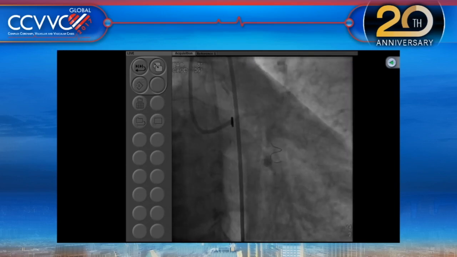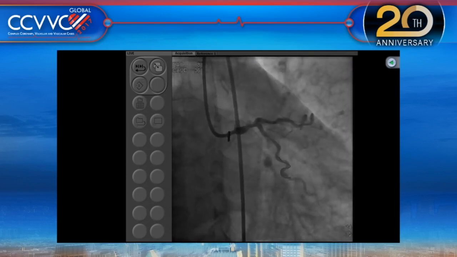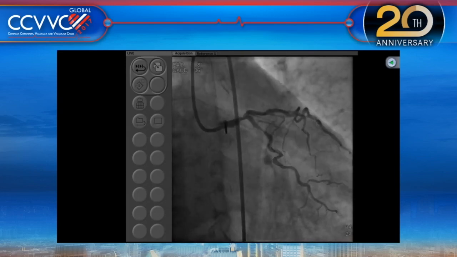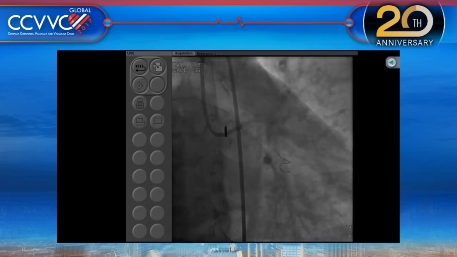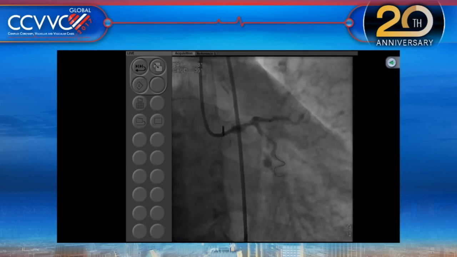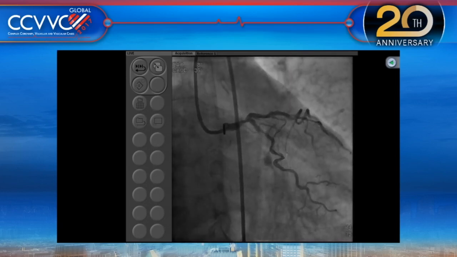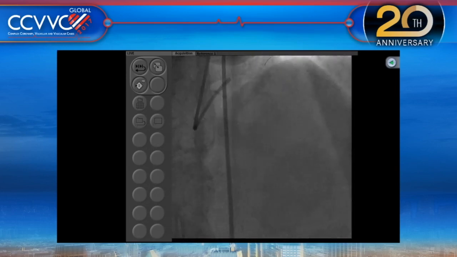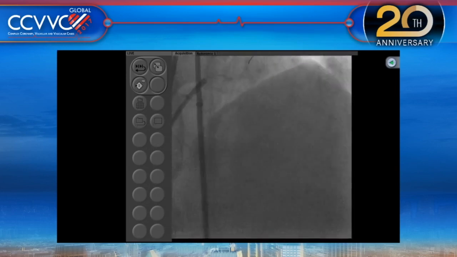Which view? You want the cranial view? Yes, the cranial view, the aleocranial, I think. 1744. That's where it showed it. It looks like you got nicely through the second lesion for sure. So both ostium lesions of the circumflex are taken care of.